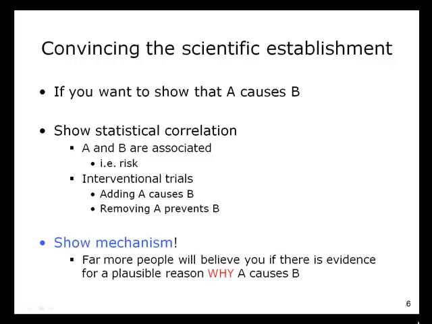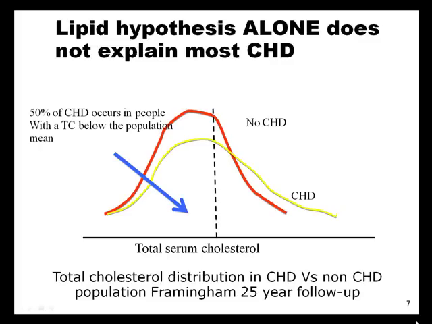You could also remove A to prevent B. So that would be, if you removed fat from the diet, would that prevent cardiovascular disease? Well, they've done studies showing that large populations on the DASH diet have lower levels of coronary heart disease. But showing statistical correlation is not necessarily enough to convince the scientific establishment. You also want to show a mechanism, because far more scientists will believe you if there is evidence for a plausible reason why A causes B.